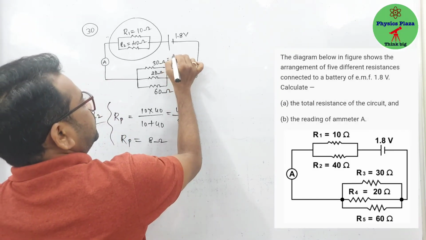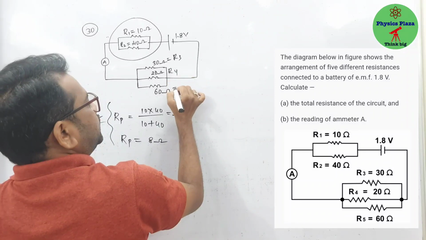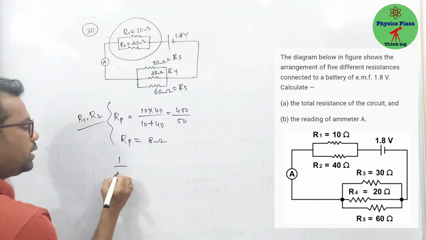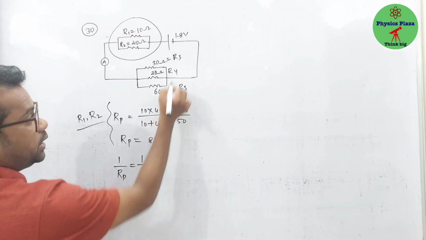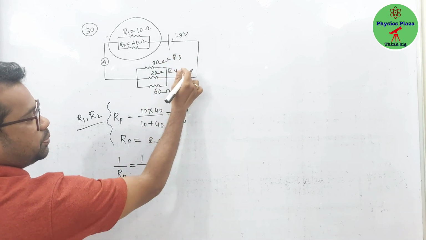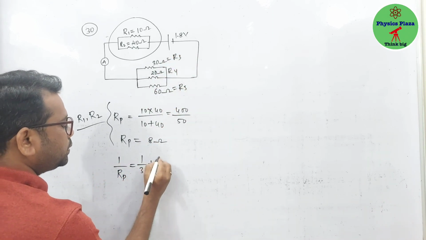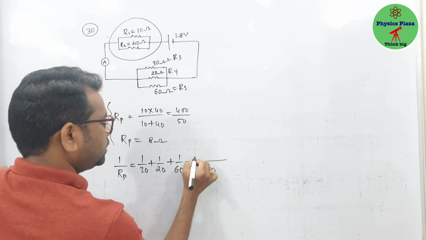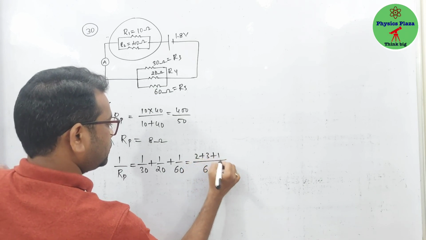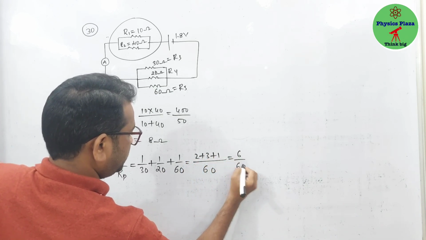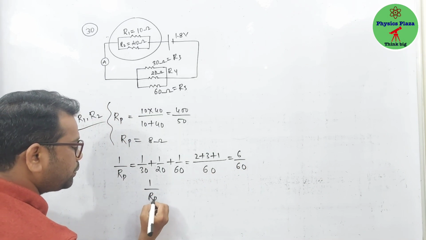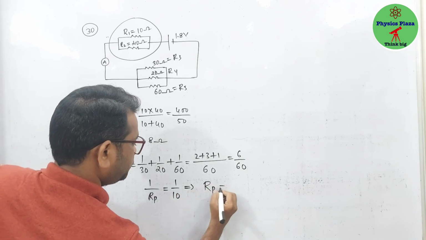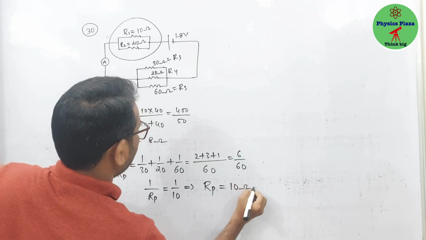Now let us say this is R3, this is R4, here is R5. These three are in parallel. So here 1 by Rp is equal to 1 by R3 plus 1 by R4 plus 1 by R5, that is 1 by 30 plus 1 by 20 plus 1 by 60. So LCM is going to be 60: 2 plus 3 plus 1, this is 6 by 60, that is 1 by Rp is equal to 1 by 10. So then Rp is equal to 10 ohm.